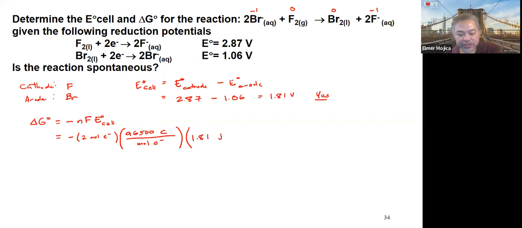So volt is really joules over coulomb. So if we look at the units that we can cancel out, the one that is left here is joules, with a negative sign. So if you do the calculation, that's around this value, which we can round up to be around 349 kilojoules. So that's the answer to this question.